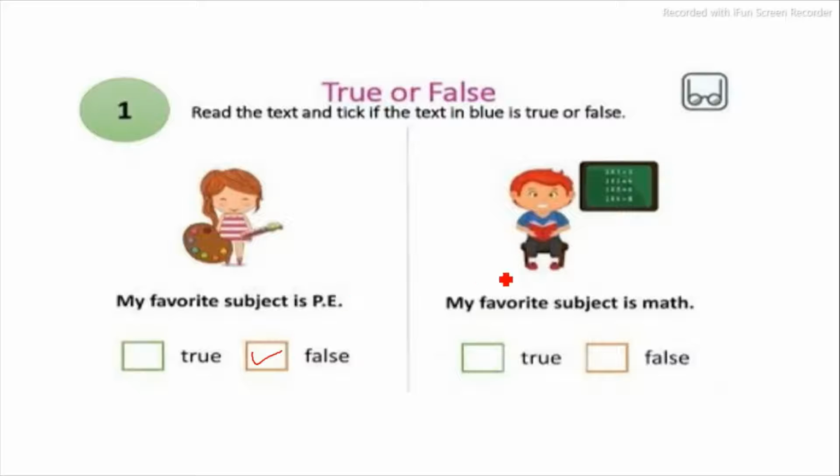Okay, let's look at the next picture. It's a picture of a boy that's sitting down and has a book in his hand, and behind him there is a chalkboard that has numbers on it. Let's read the text. My favorite subject is math. Is this true or is this false?